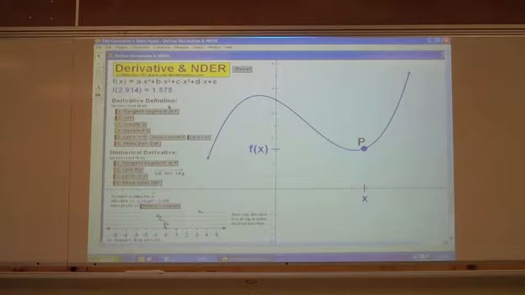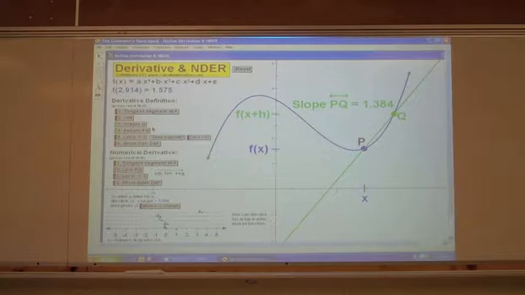So here you have a function and you have point P. If you want to find the derivative of the function at point P, the slope of the tangent line at point P, the first thing we want to do is create a second point. So we're going to show you point Q, also on that curve. Now we want to draw a secant line through points P and Q. So there's your secant line.